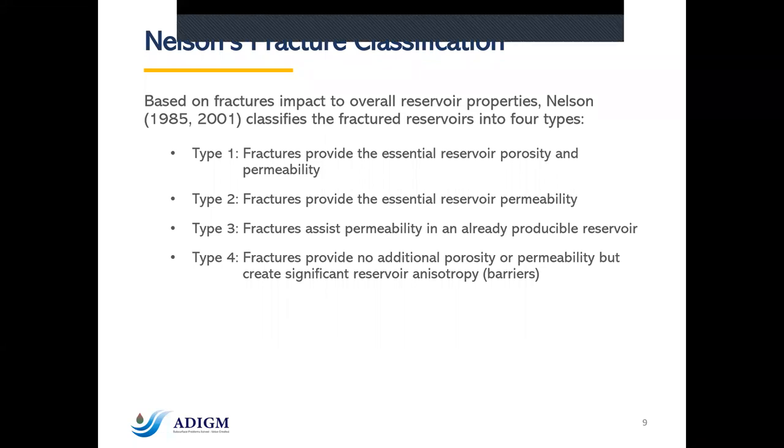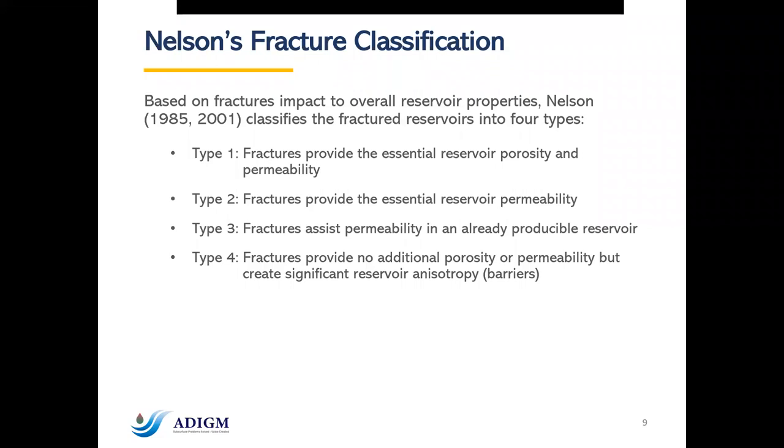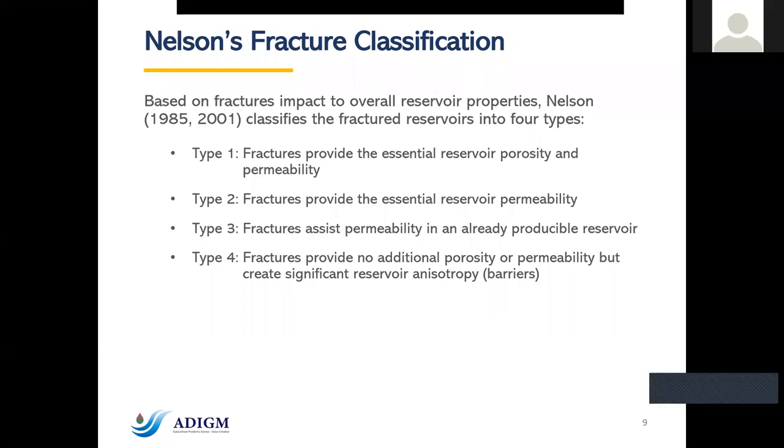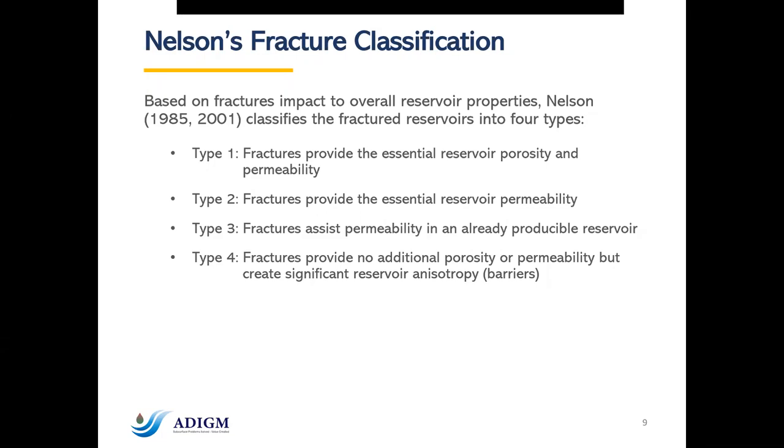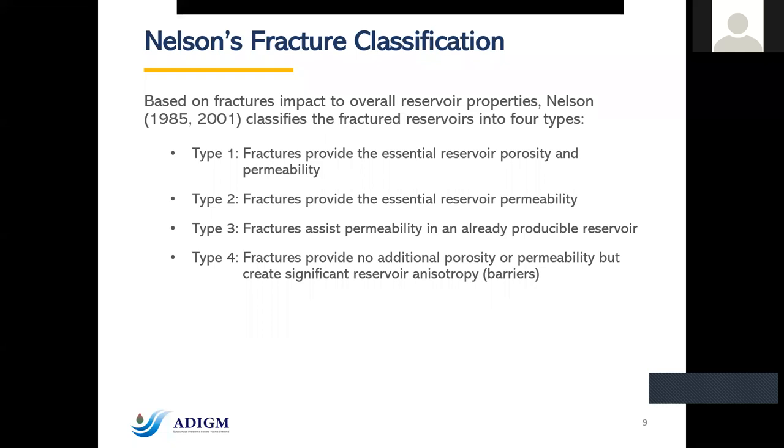Type 3 fractures is when the fracture assists permeability in an already producible reservoir. This is a very common case in our conventional reservoirs, whether sandstone or carbonate. So our reservoir itself, with its matrix, can already provide the porosity and permeability, but the presence of the fractures enhances the permeability further, so that they improve the reservoir productivity. This is one of the reasons why during the modeling and simulations we find that our permeability from the model needs to be enhanced or multiplied by a factor.